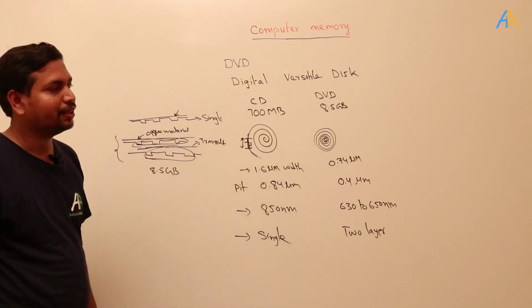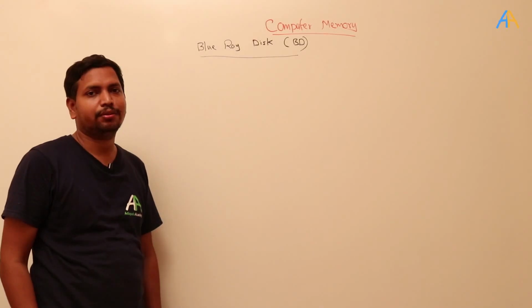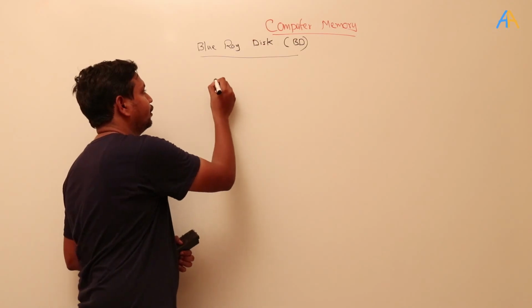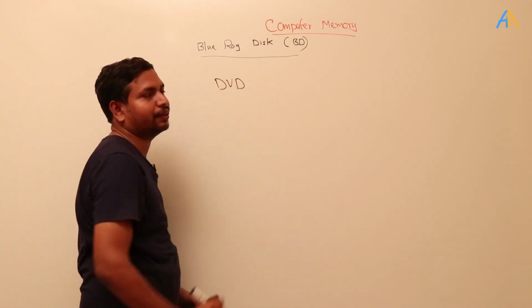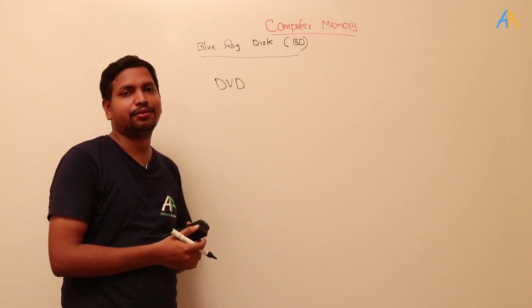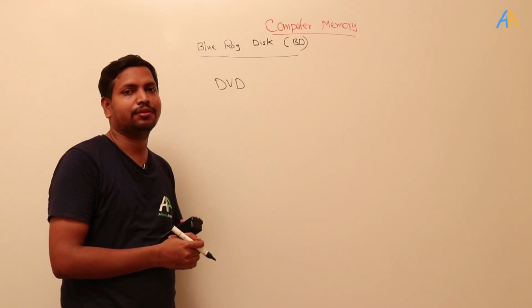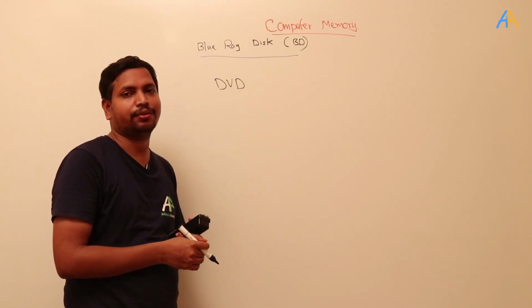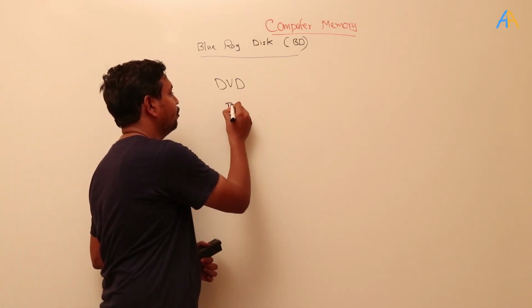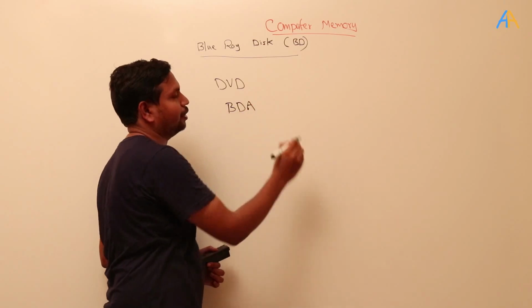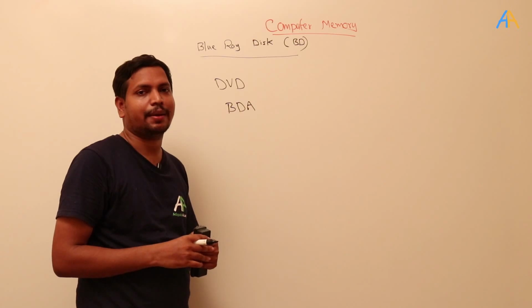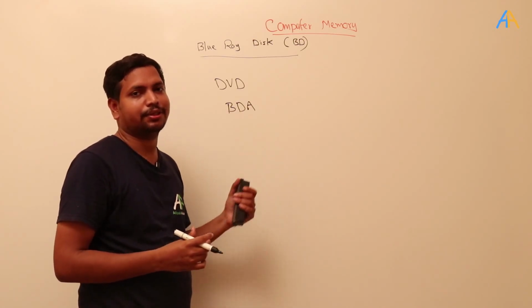There is one more thing, the Blu-ray disc. A Blu-ray disc is used to store more capacity than the DVD. Because it has more capacity, it can store high definition movies, big movies, games and everything. It is developed by the BDA, the Blu-ray Disc Association. That means this is a set of companies, and they developed this Blu-ray: Apple, Panasonic, Samsung, Sony, like that.